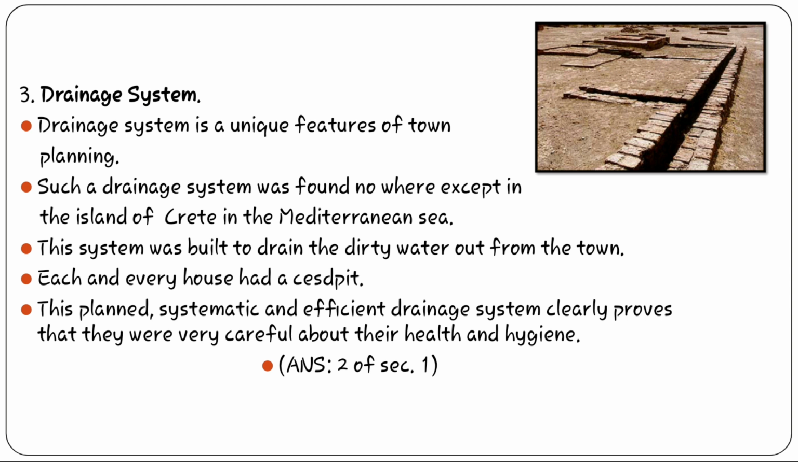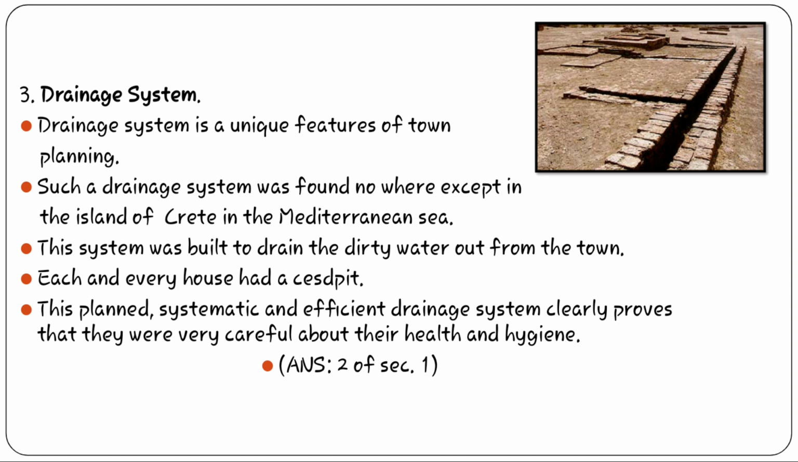Each and every house had a cesspit. What do you mean by cesspit? हमारा घर का गटर का पानी घर से कलेक्ट करके आगे जाके एक बड़ा सा गड्ढा में जाता है ना, उसको सेसपिट बोलते हैं. This planned, systematic and efficient drainage system clearly proves that they were very careful about their health and hygiene.